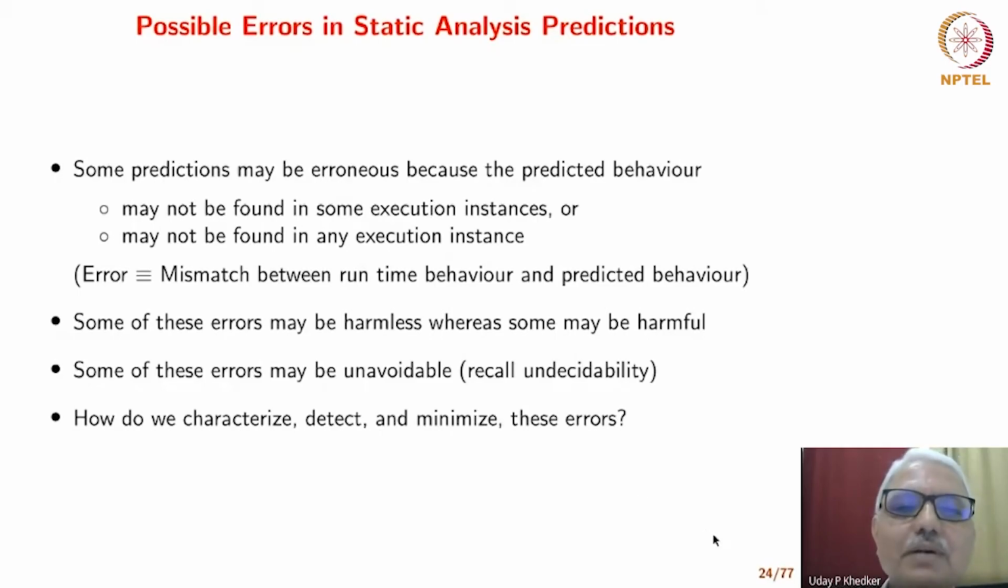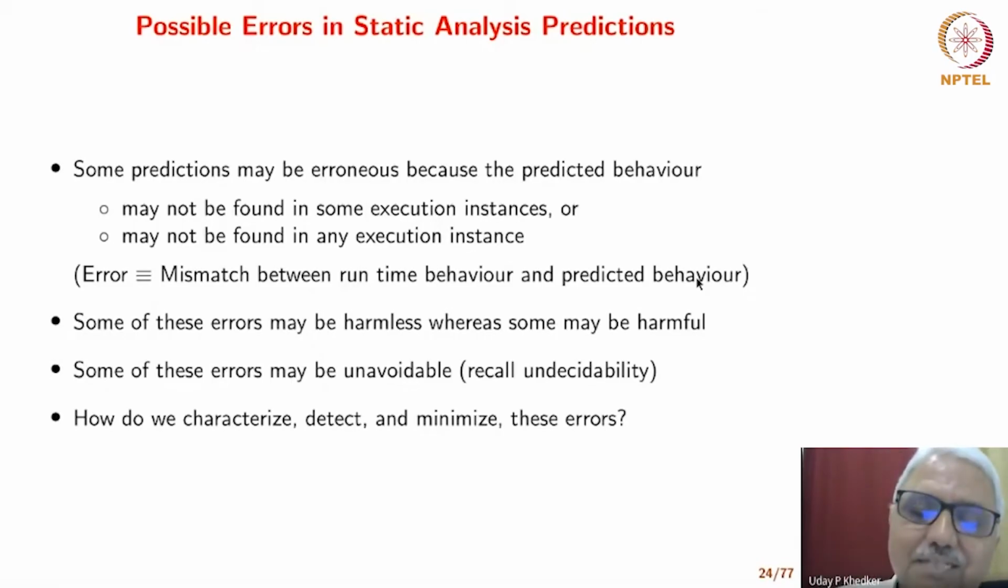Some predictions may be erroneous because the predicted behavior may not be found in some execution instances, or it may not be found in any execution instance. By error, we essentially mean the mismatch between runtime behavior and predicted behavior. There is a certain predicted behavior and there is actual behavior. Is there a mismatch between actual and prediction? If yes, there is an error.